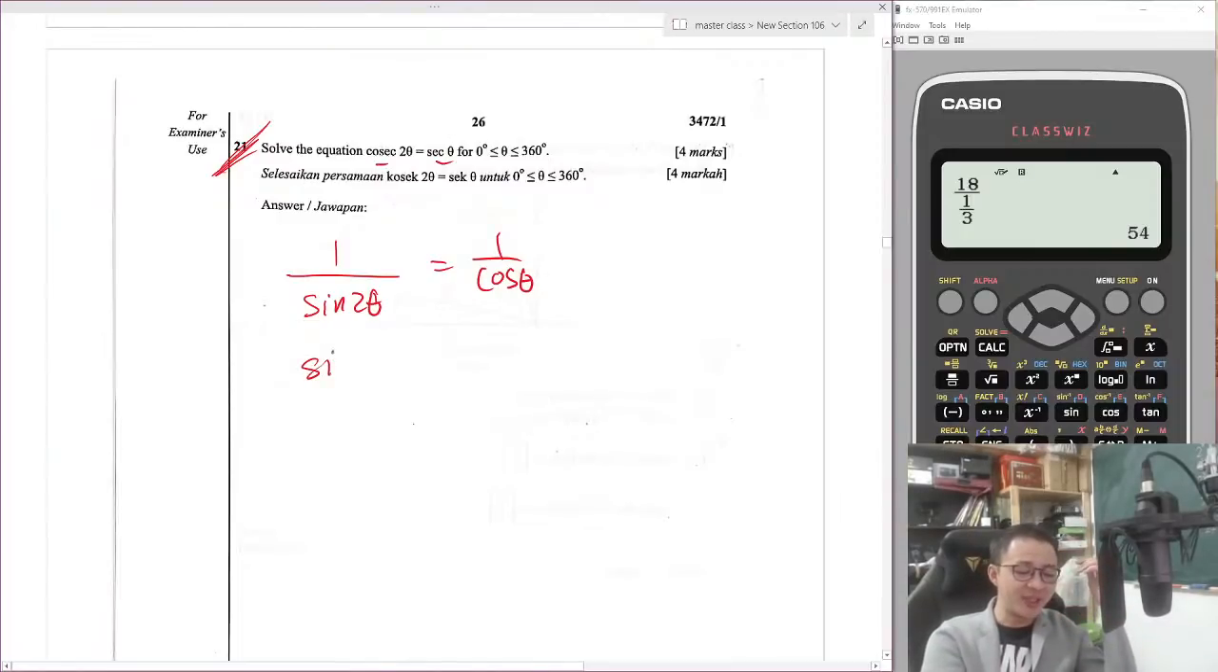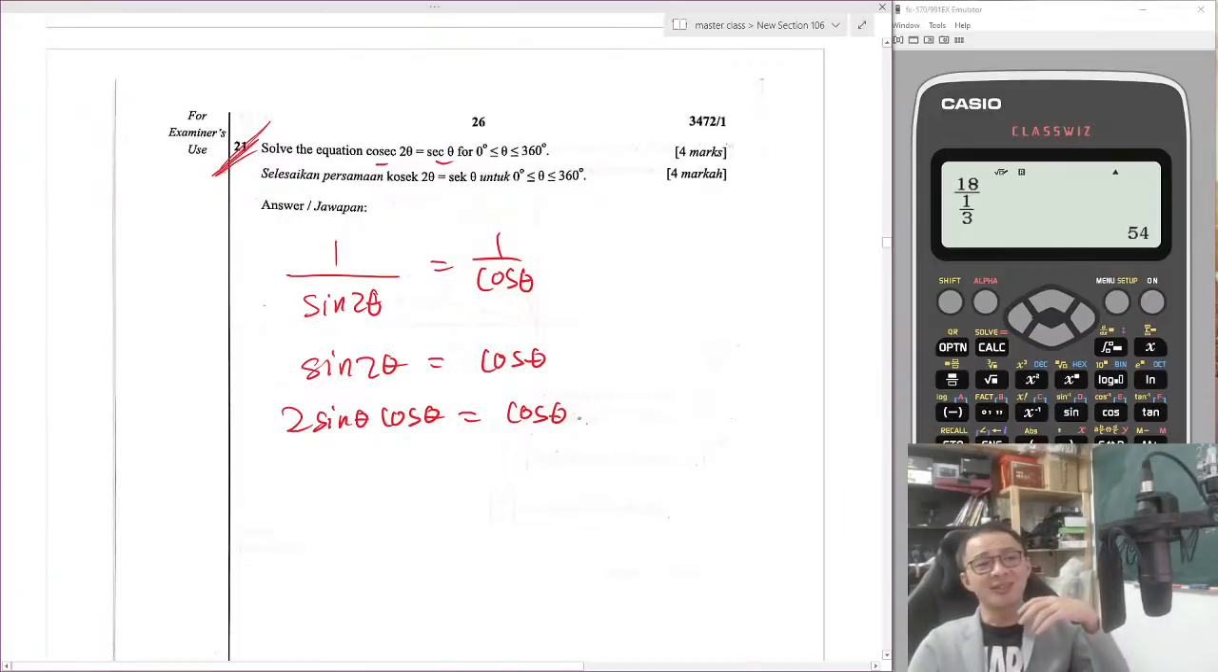Alright, then I will say sine 2 theta equals cos 2 theta. I flip over the fraction. Sine 2 theta is 2 sine theta cos theta equals cos theta. Yeah, because in the marking scheme, what they do is they divide cos theta on both sides. Then they only have two answers, which you can never do in trigonometry.